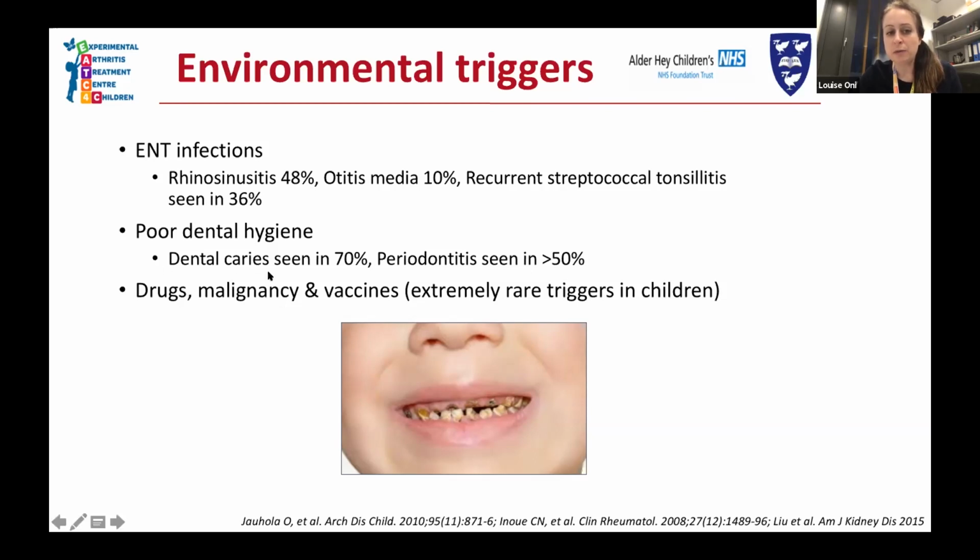Certain drugs and also malignancy and vaccines have been associated with triggering the disease, but these are actually extremely rare in children and much more common in the adult population. And in fact, malignancy is predominantly in the GI tract in the adult reports, and where they've shown an association with triggering the disease.